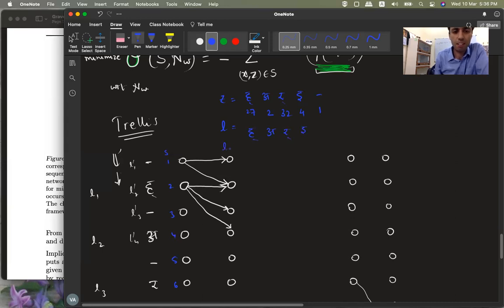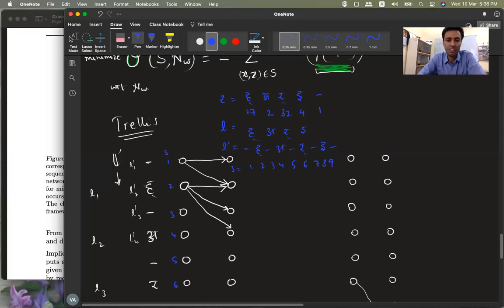Correspondingly, my label sequence L is her, r, e. And my L dash is basically blank, her, blank, blank, r, blank, e, blank. This is my L dash, right? So my states are with respect to L dash. My S is equal to 1, 2, 3, 4, 5, 6, 7, 8, 9. For this particular example, my number of states is 9.